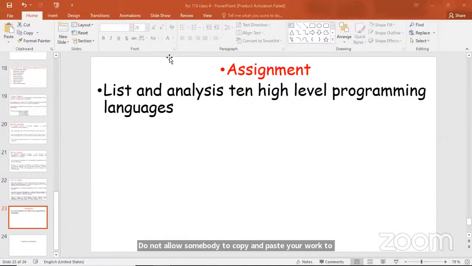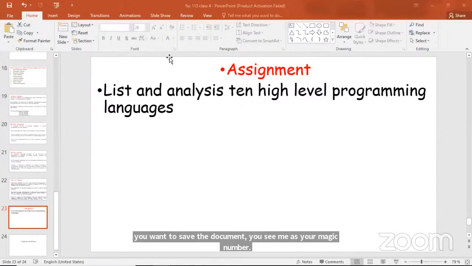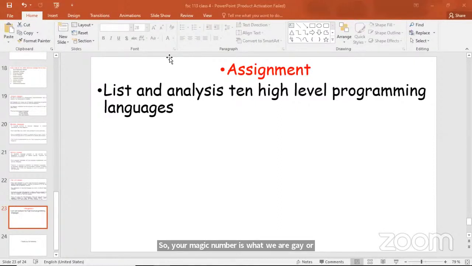So this is how you do it. You will save the document that you're going to send to your class rep with your matric number. On the document, you write your name, your matric number, the course title, and the assignment. Once you want to save the document, you save it as your matric number. So your matric number is what will appear on that PDF document.